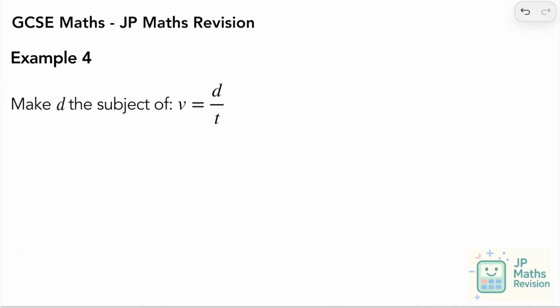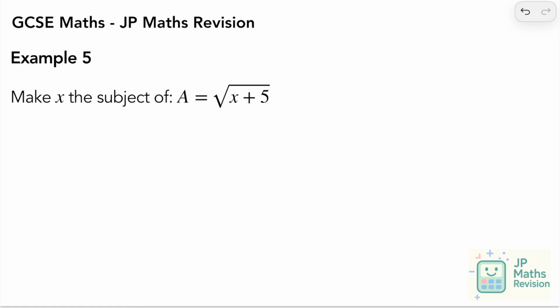So this example, we want to make d the subject. The thing that's in the way of d being by itself is this divide by t. So we're going to times by t. So we end up with vt equals d, and now we have d by itself.